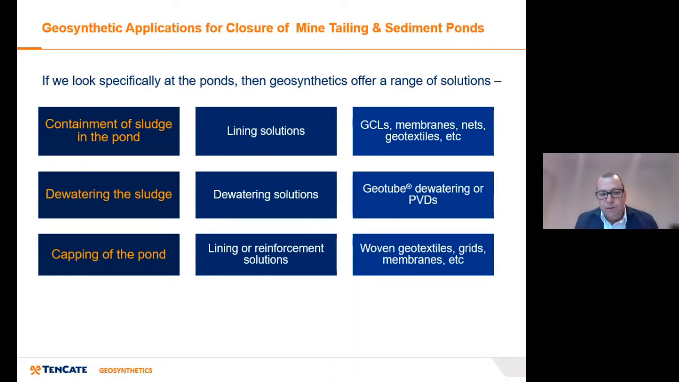And there are 2 solutions that are used in capping of a pond. You can either cap it with a lining solution, such as again membrane or GCL, and that's pretty much done to make sure the rainwater coming in does not get into the sludge underneath, or alternatively you let the contaminants below come up. Or you may be looking to reinforce the top of the pond, which will be the focus of what we talk about today. And essentially what you're doing there is putting soil on top of a very, very soft sludge.